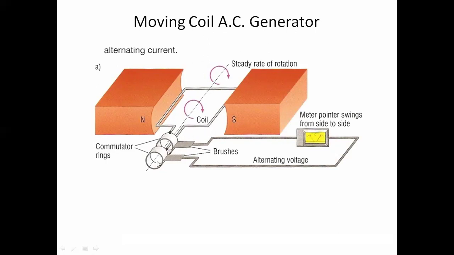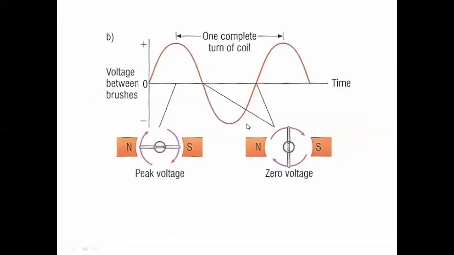These are the commutator rings, and the current through the coil keeps on changing direction due to the rotation of the coil. So the coil has to rotate within the magnet. You may watch the other video in which the detailed explanation is there. The output of the AC generator is not constant, it's not steady. It is a varying current, the voltage varies. It increases, becomes maximum, decreases, then becomes zero, and then reverses direction.